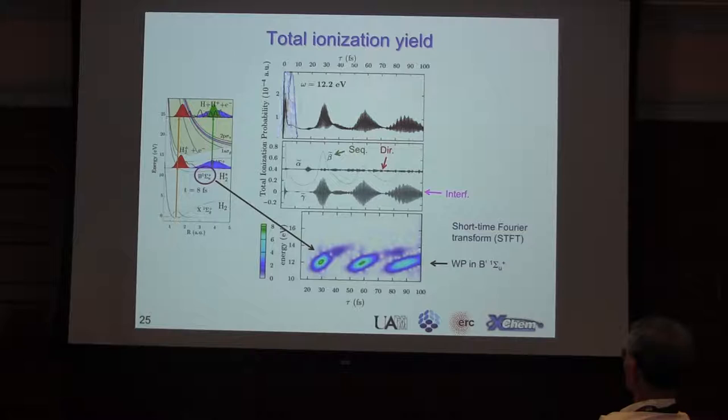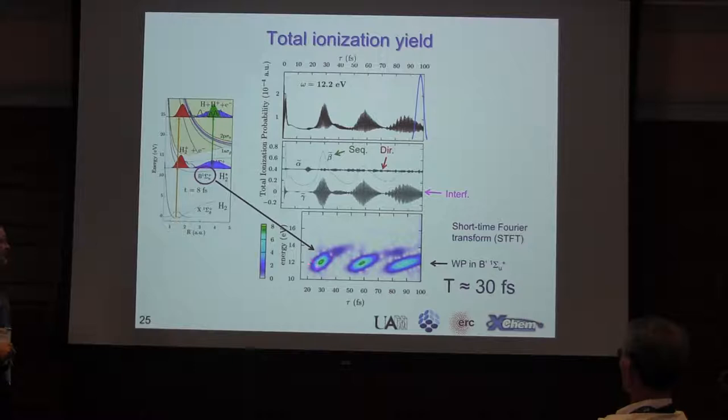Now, if you want to learn more, what you can do is a short-time Fourier transform. So if we use a bandpass function with some time width, and we do this Fourier transform, then we see these three spots here, and we see that the separation between these three spots is around 30 femtoseconds. This is precisely the time a nuclear wave packet takes in the B prime sigma u state to go back and forth. And we see that this wave packet moves in a state that is 12 electron volts above the ground state.